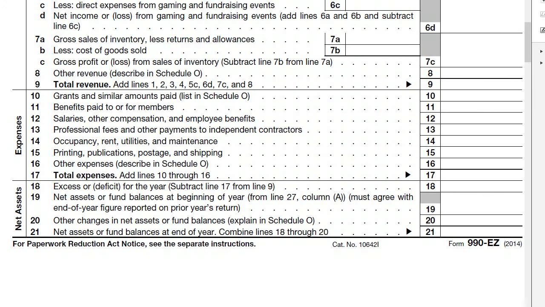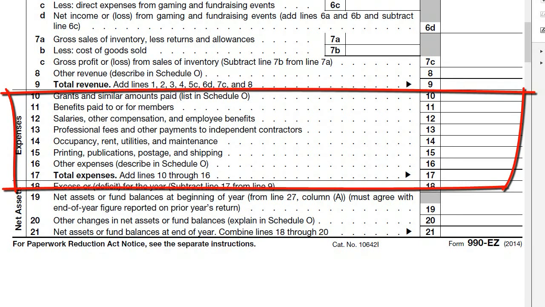Today we're going to talk about the expenses section on page 1 of Form 990-EZ, and I just want to remind you quickly that what I'm telling you here is not intended to replace the instructions for the form. I can't include every detail. What I'm trying to do is give you a basic working knowledge and maybe a few tips and tricks that may not be in the form instructions.